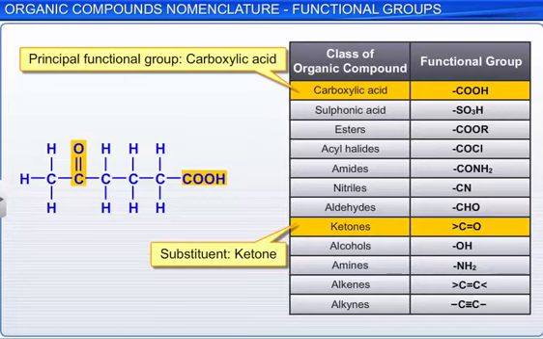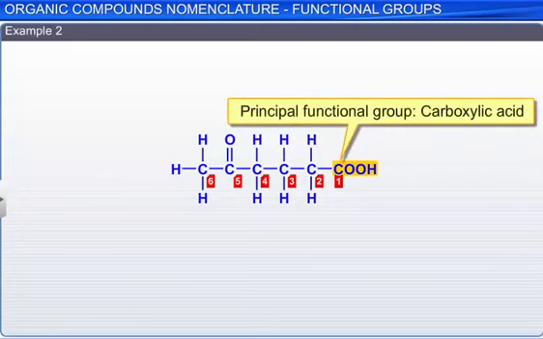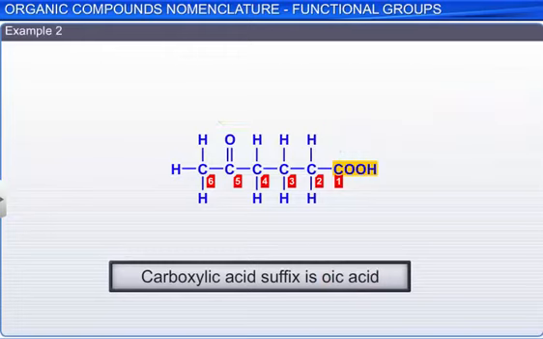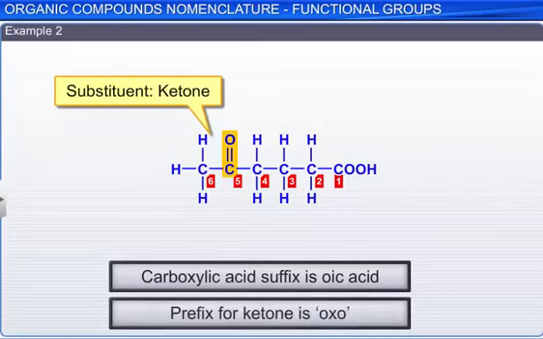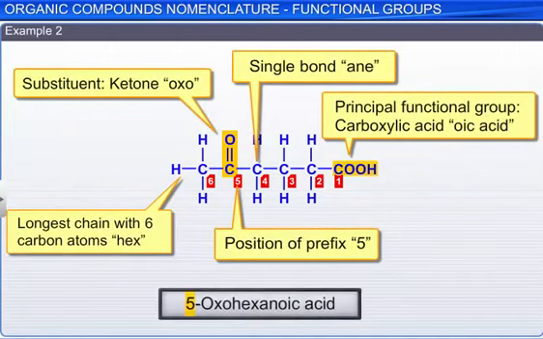The name of the compound is written on the basis of the principal functional group. For this, we need to start numbering the carbon chain from the end nearer to the carbon atom to which the principal functional group is attached. The principal functional group will come as a suffix. For carboxylic acid, the suffix oic acid is used. The other functional groups act as substituents, and they are written by using appropriate prefixes. Here, the substituent is ketone, and the prefix used for ketone is oxo. Thus, the name of the compound is 5-oxohexanoic acid.